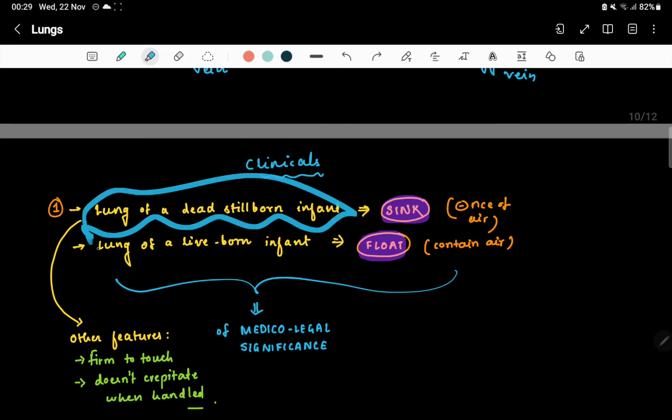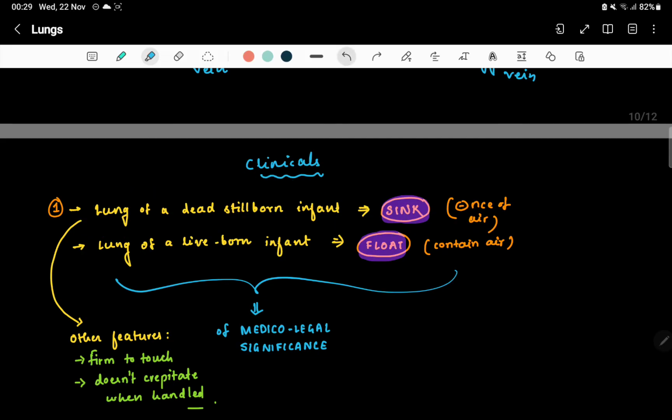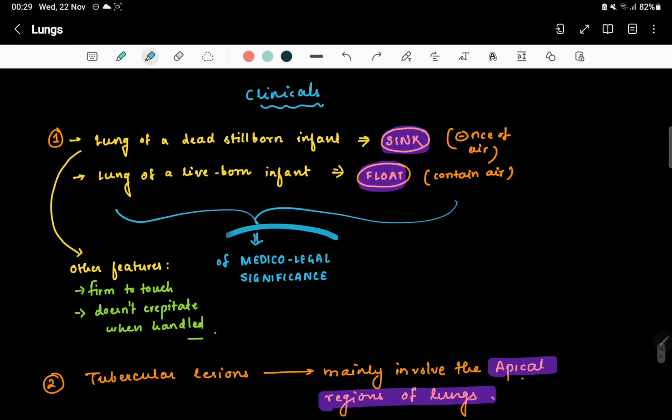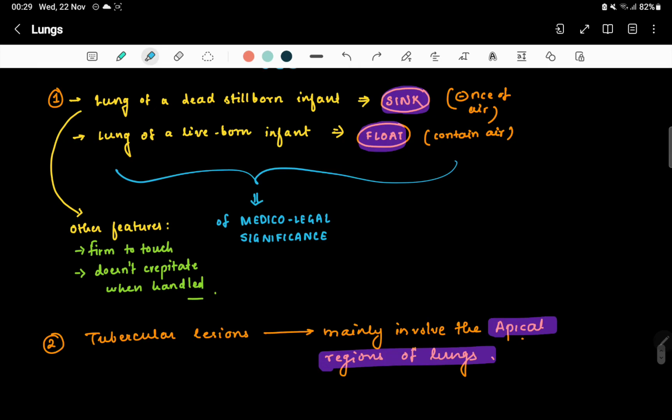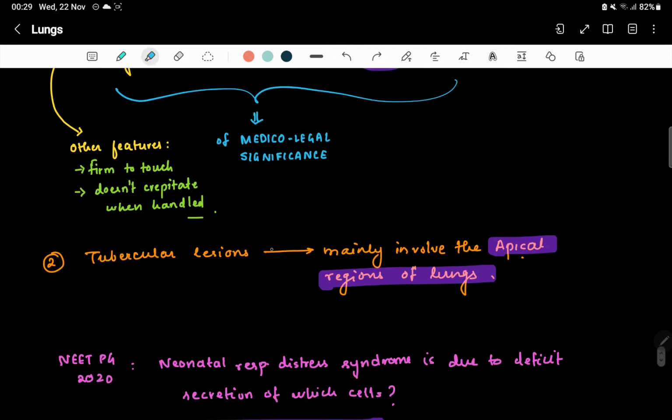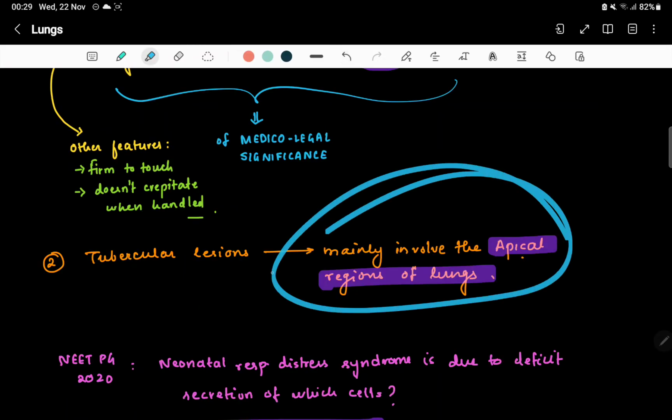The lung of a dead stillborn infant will sink due to absence of air, and the lung of a live born infant will float in the air. So it is of medicolegal significance. In stillbirths, you can check from the lung whether it is sinking or floating. The lung of a dead stillborn infant is firm to touch and doesn't crepitate when handled. And talking about tubercular lesions, these are present mainly in the apical regions of the lung.